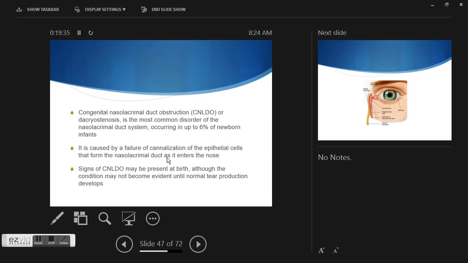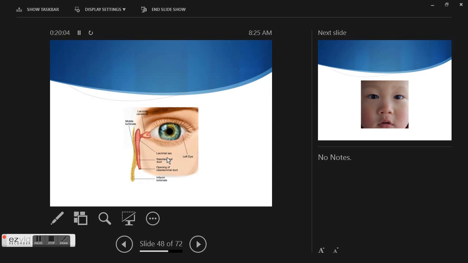So moving on, congenital nasolacrimal duct obstruction, or dacrostenosis, is the most common disorder of the nasolacrimal duct system, occurring in about 6% of newborn infants. It's caused by a failure of canalization of the epithelial cells that form the nasolacrimal duct as it enters the nose, and signs of obstruction may be present at birth, although the condition may not become evident until normal tear production develops.